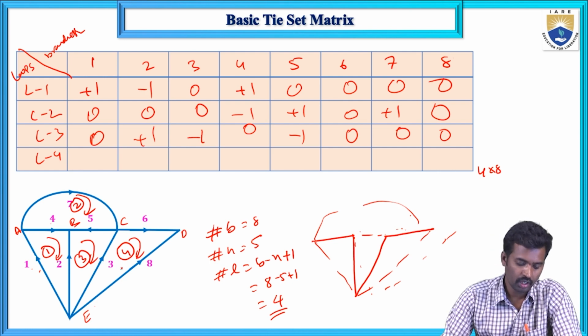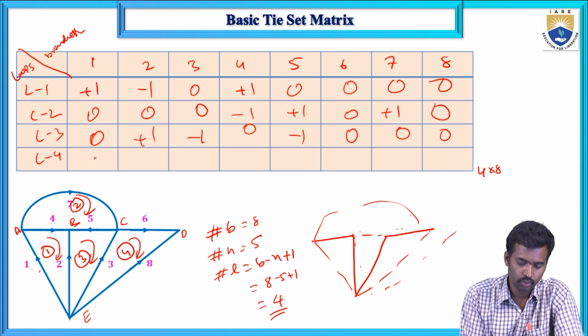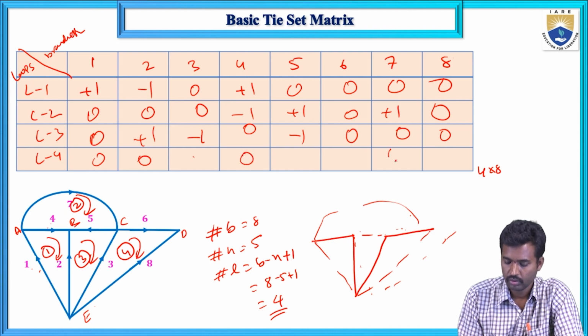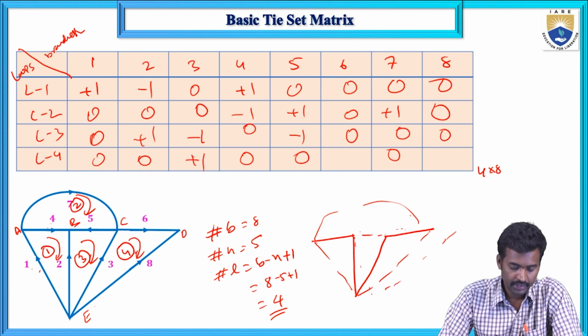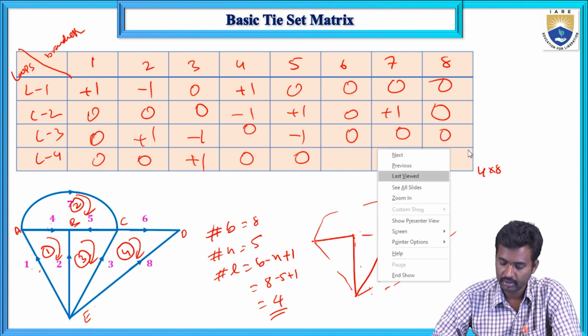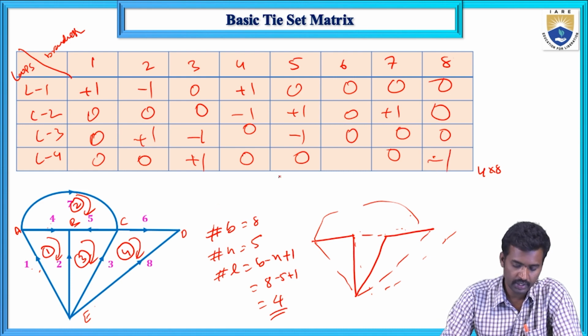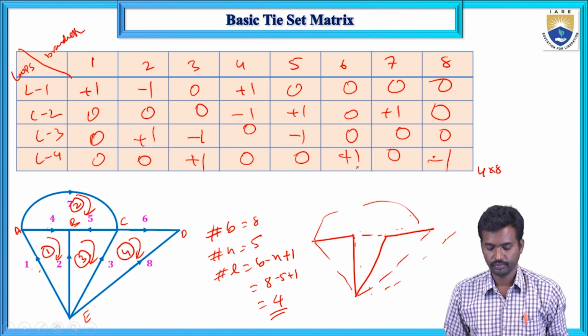And next, the last one. So 1, 2 are 0, and 4, 7, 5 are 0, and 3 is same direction plus 1, and 8 is minus 1, opposite direction, and 6 is plus 1.